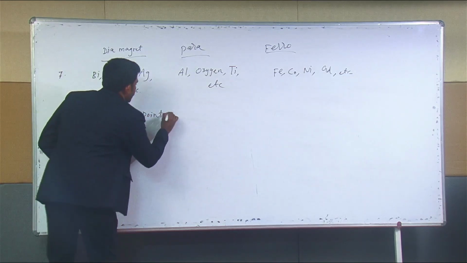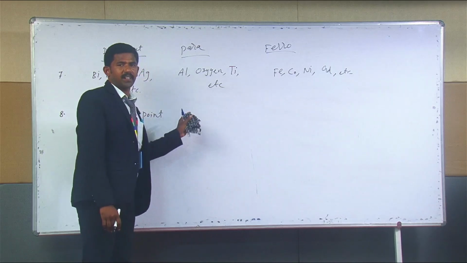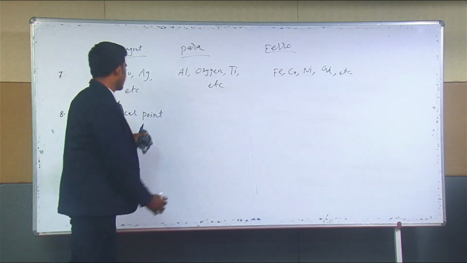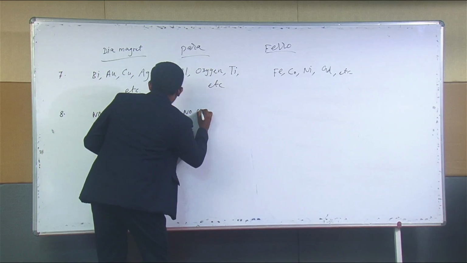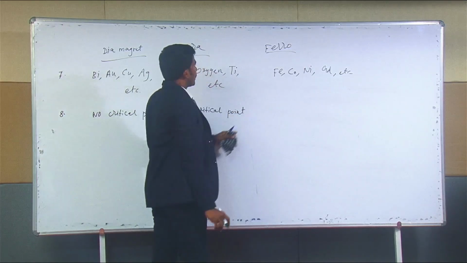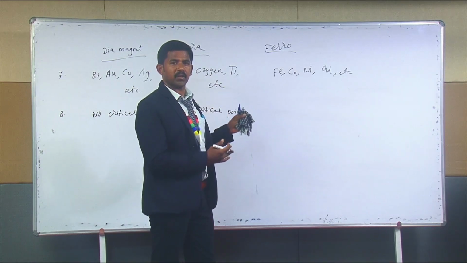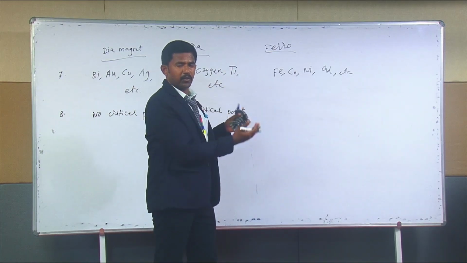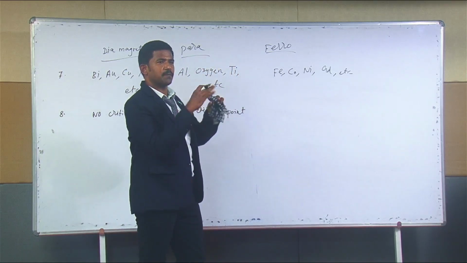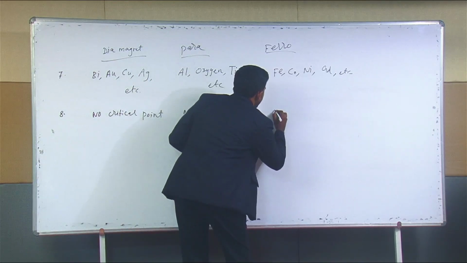Whereas in the case of paramagnetic, here also there is no Curie critical temperature. Even down to 0 Kelvin the paramagnetic state is there. So here also no critical point. But in the case of a ferromagnet, there is a critical temperature, the Curie point. Above the Curie point it is a paramagnet, whereas below the Curie point the spins are aligned, forming the ferromagnet. So here there is a Curie point.